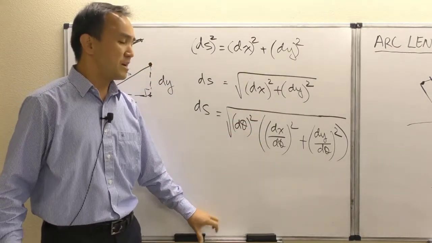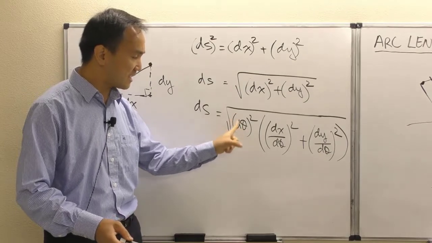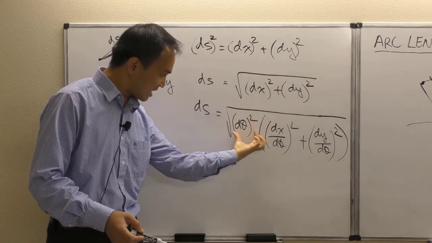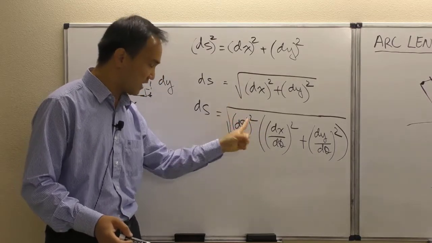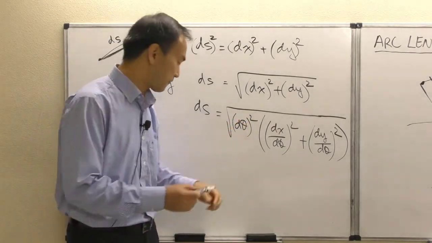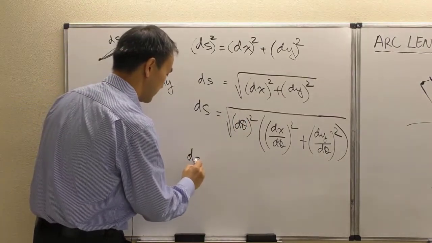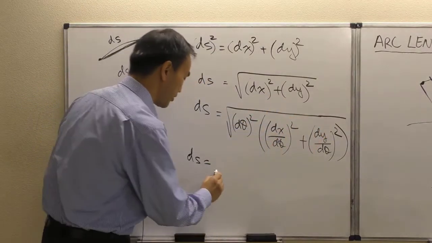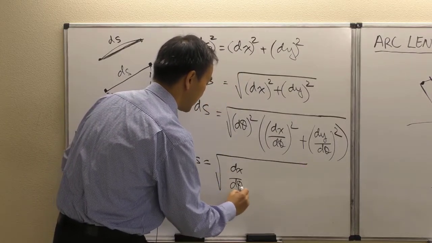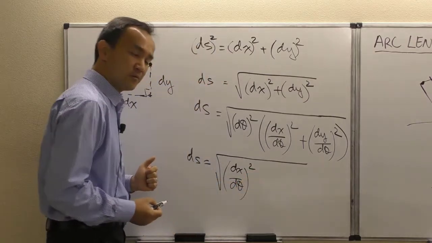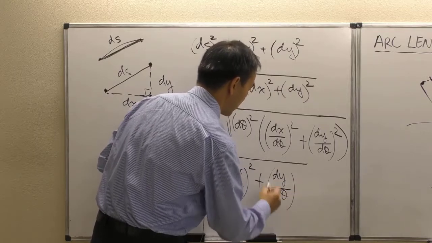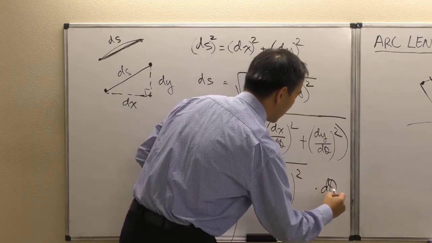Now after we factor out a d theta squared right there, a little further step, I can bring that d theta squared expression outside of the square root, and as we bring that outside of the square root, it's going to become just d theta itself. So another rewritten form of this square root expression is the square root of dx over d theta all squared, plus dy over d theta all squared, but then we multiply by a d theta in front.